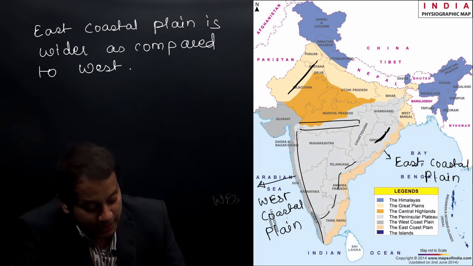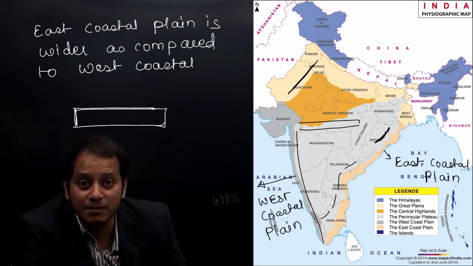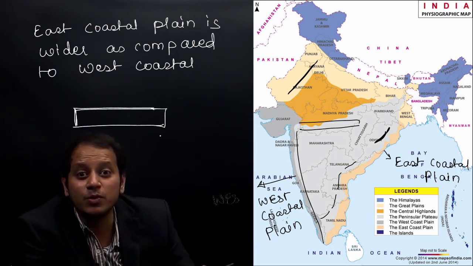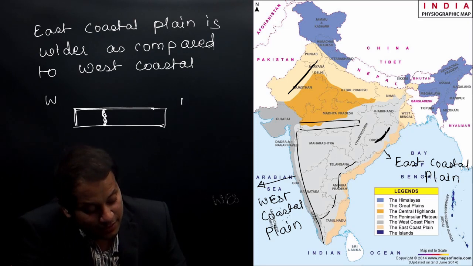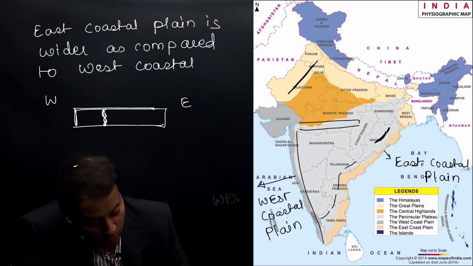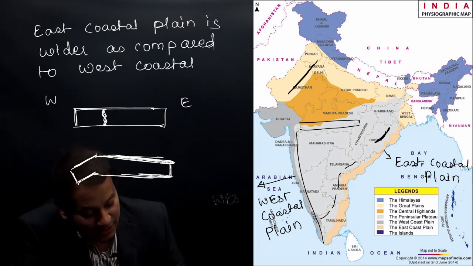Now why it is wider and why it is narrower, that is a different story. But if you remember, this was India before, when this was supposed to be an Indian plate. Now when the Indian plate was coming towards the Eurasian plate, at some point it cracked, as you may remember from the geomorphology part. After cracking, if this is the western side and this is the eastern side of the Indian plate, the western side submerged and the eastern side tilted. So today we have the west coastal plain and the east coastal plain.